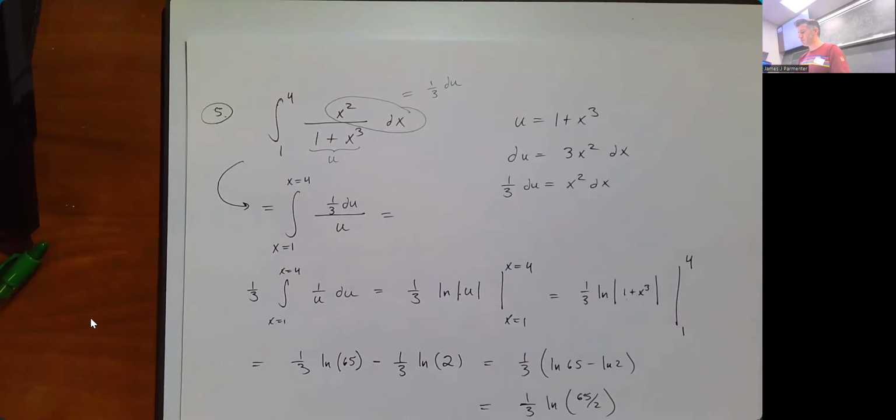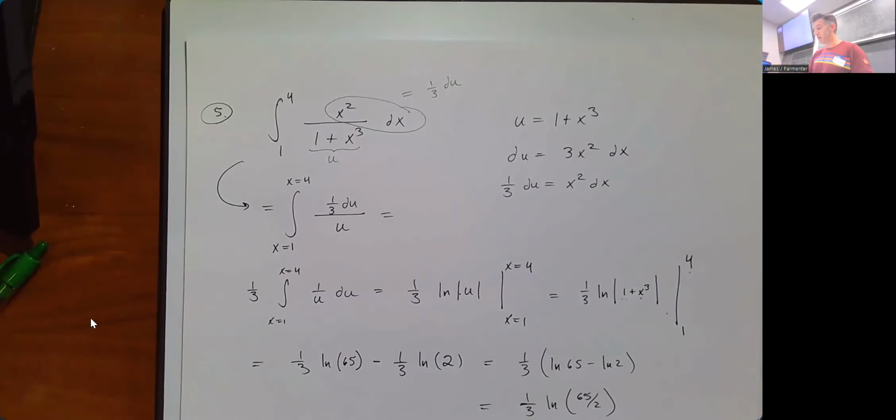Where did I get the 2? When I plugged in 4, I got 1 plus 64. When I plugged in 1, I got 1 plus 1. Why is it now the other problem? We changed the bounds, but on this one, we got the same, because I'm showing you a different way of doing it. You could do it either way.